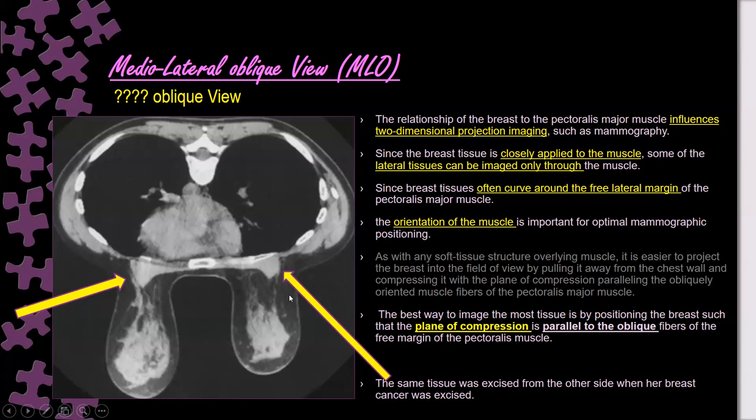In this case, they surgically removed the same tissue in the contralateral. Look, the breast is smaller due to previous surgery, previous wide local excisions, some tissue removed in the left breast. But if you look here, the breast is going lateral to the pectoralis muscle. And this orientation makes the plane of compression parallel to the pectoralis muscles, facilitating visualization of the maximum breast tissue in the image.